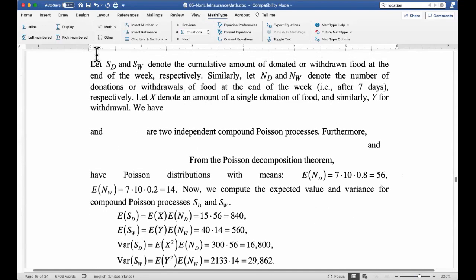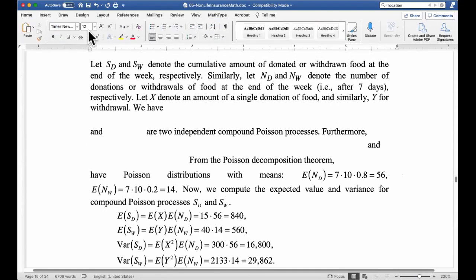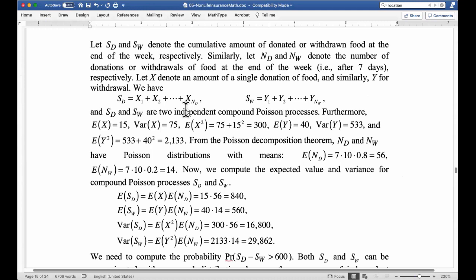So let S sub D and S sub W denote the cumulative amount of donated or withdrawn food at the end of the week, respectively. Similarly, let N sub D and N sub W denote the number of donations or withdrawals of food at the end of the week, so after 7 days, respectively. Let X denote an amount of a single donation of food, and similarly Y for withdrawal.